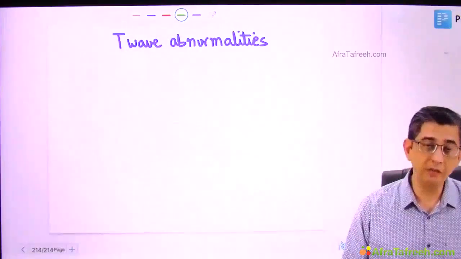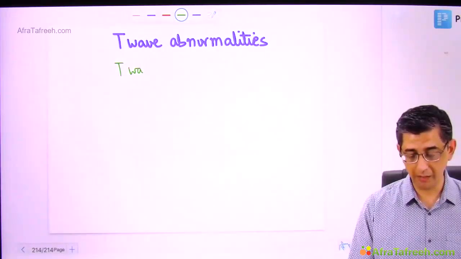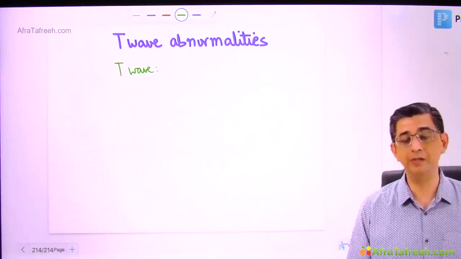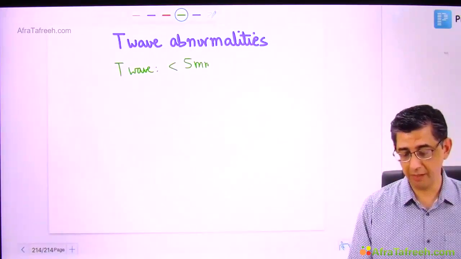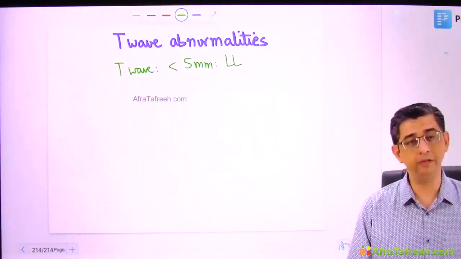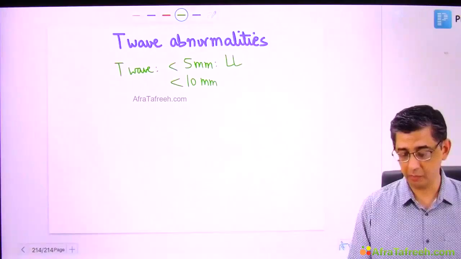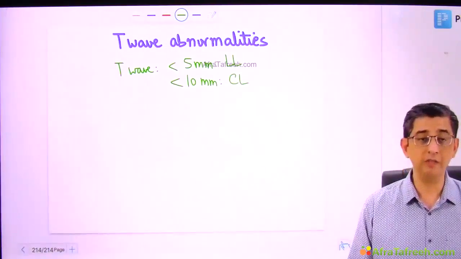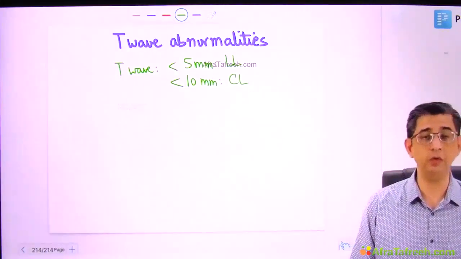The next part that we will discuss is T-wave abnormalities. We will first talk about the normal height of the T-wave when it comes to the limb leads or the chest leads. Please remember the height is less than 5 millimeters for limb leads, I've written LL, and if the vertical height is less than 10 millimeters, that would be for chest leads. So why are we studying this? Because if the height is more than this, then we can call it either a hyperacute or a tall tented T wave.